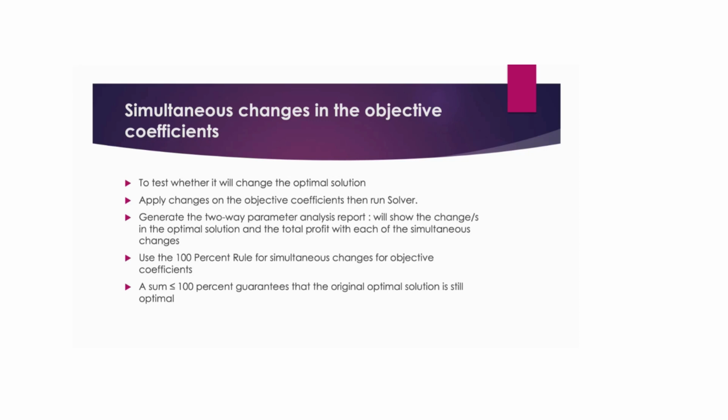If the sum of the percentage changes is less than or equal to 100%, there is a guarantee that the original optimal solution is still optimal. And beyond 100% would tell us that we are not sure whether the original optimal solution is still optimal or still valid.